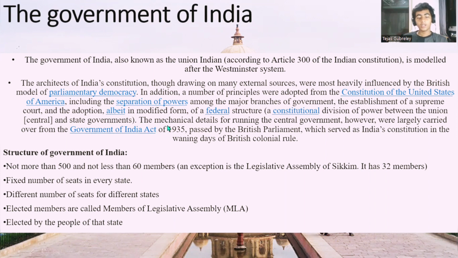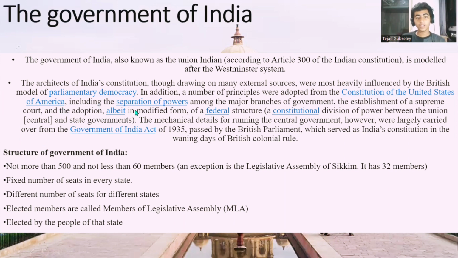As you can see, the mechanical details for running the central government were largely carried over from the Government of India Act of 1935. That Act was passed by the British Parliament, and it served as India's constitution in the founding days of British colonial rule.